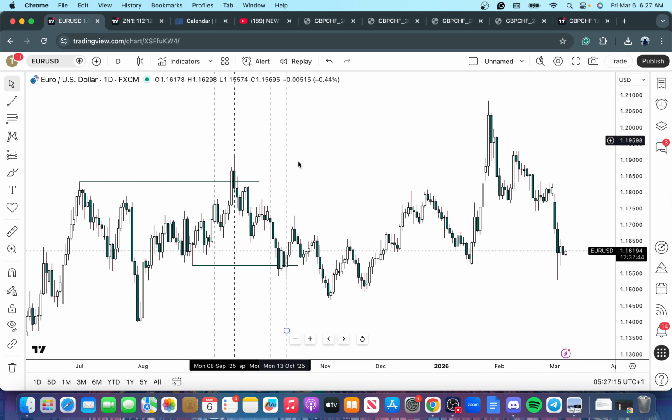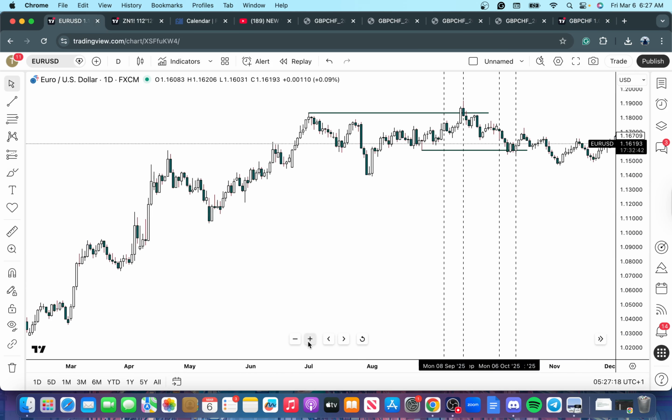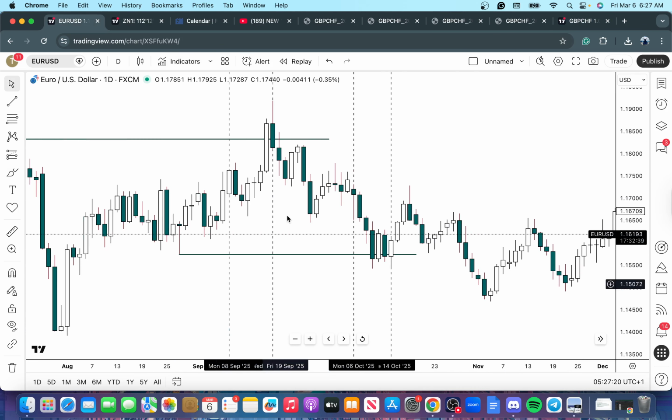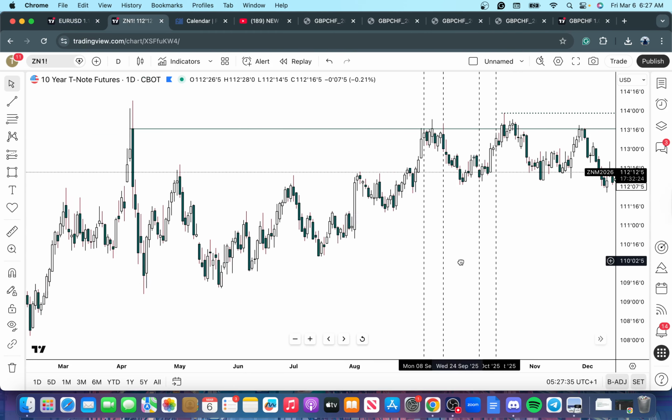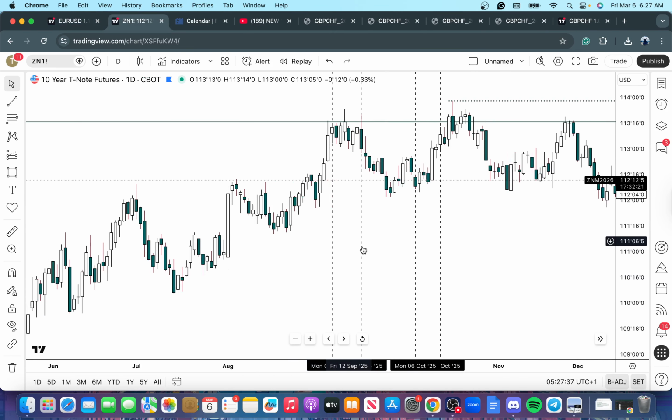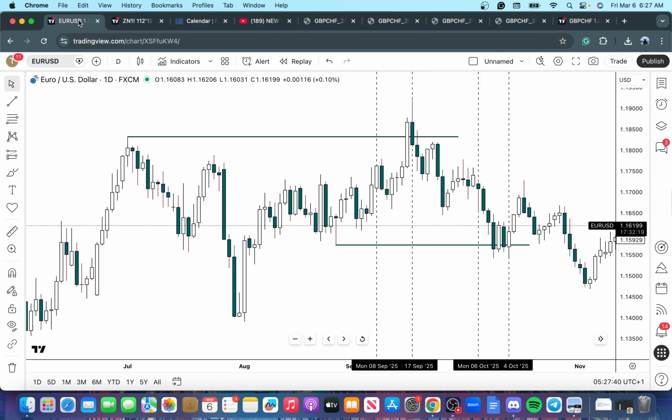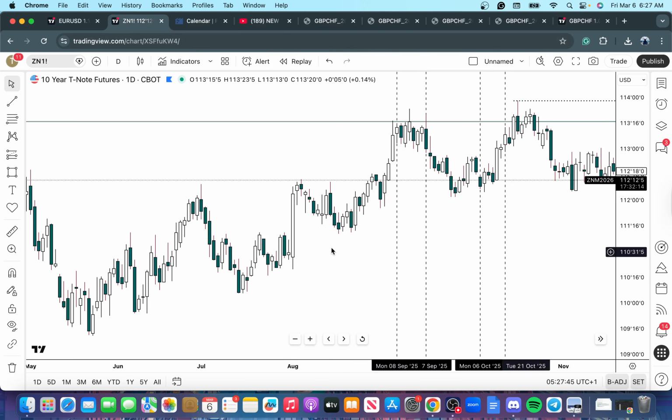So we can actually see clear examples here on euro dollar. Between Monday 8th of September 2025 to Wednesday 17th of September 2025, we had a situation where we initially saw a bit of a consolidation on euro dollar. That was mainly due to the fact that on 10-year T-note, we were starting to see heavy consolidations also.